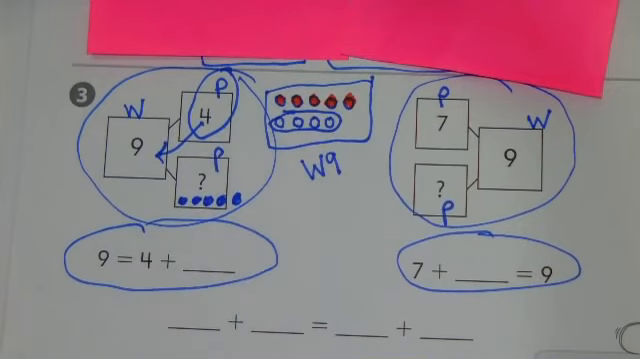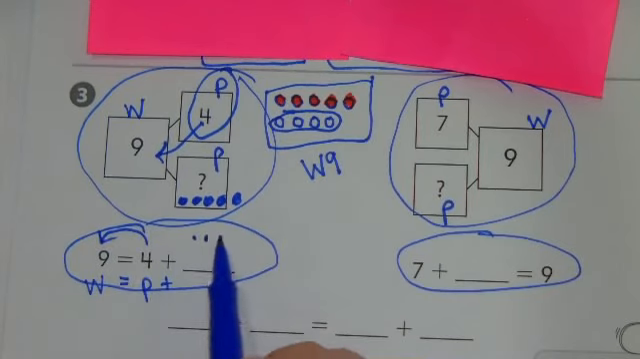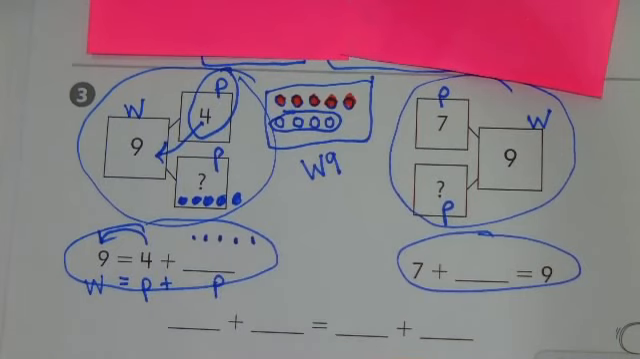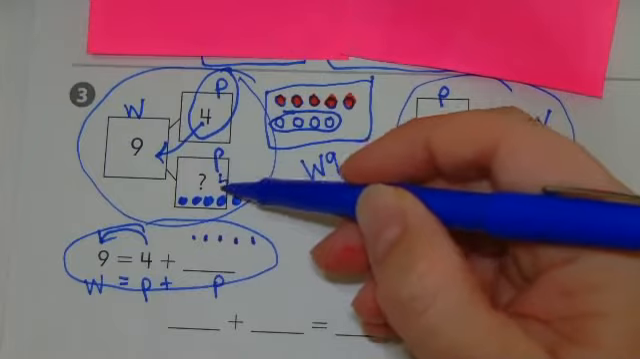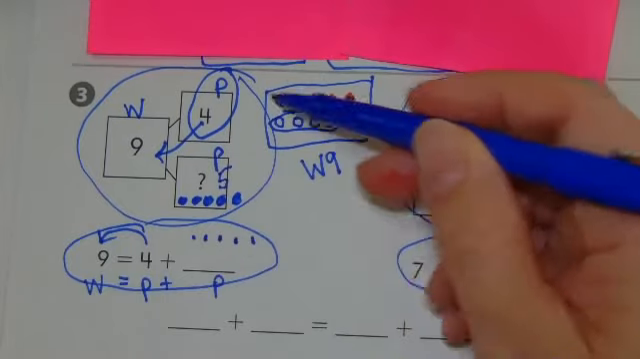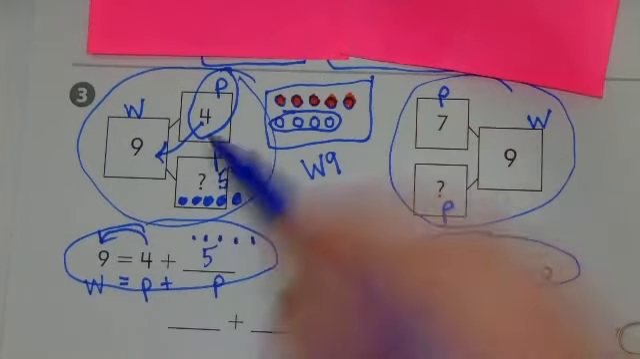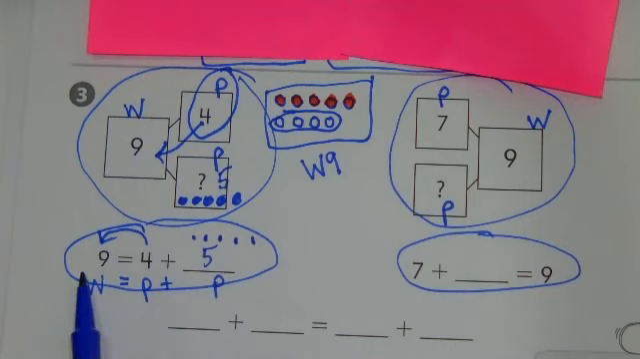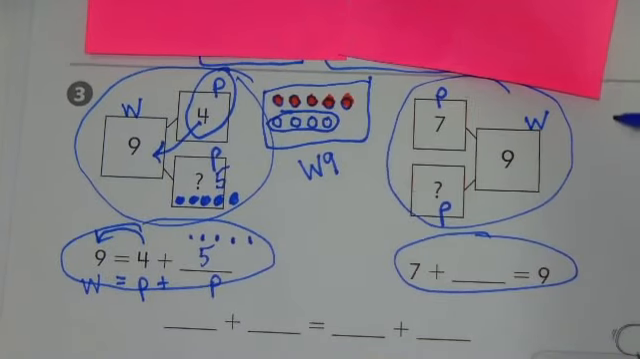So here we have 4 is a part and 5 is a part. Is that the same that we have up here? 4 is a part and 5 is a part? Yes. So here we have our part plus our part equals the whole. Count on from the part you know up to the whole. 4, 5, 6, 7, 8, 9. How many is that? It's the same as up here, right? 5, and 5. So 4 plus 5 equals 9.